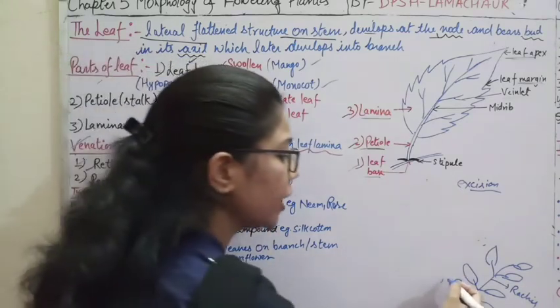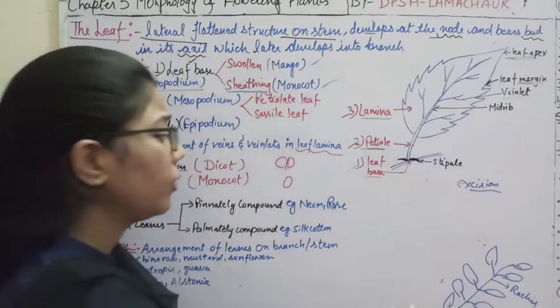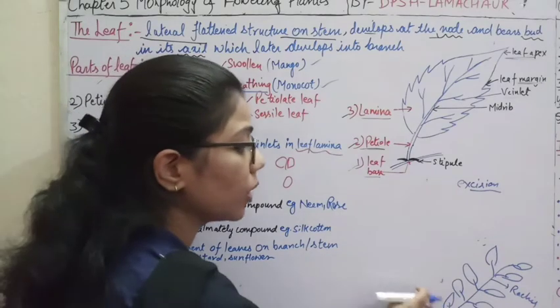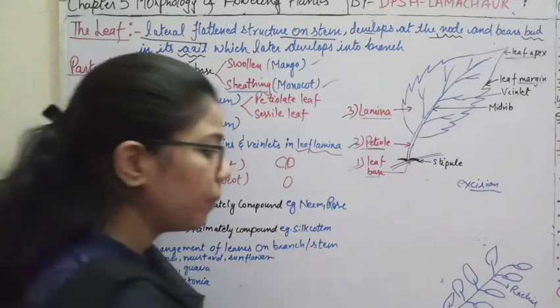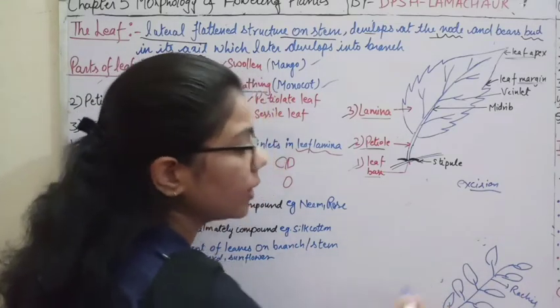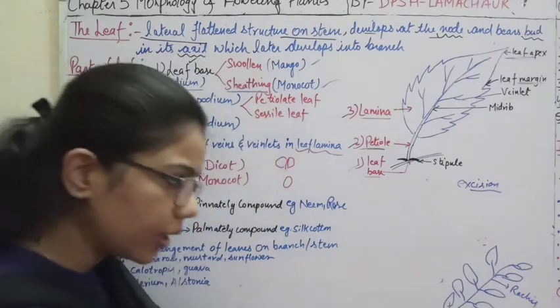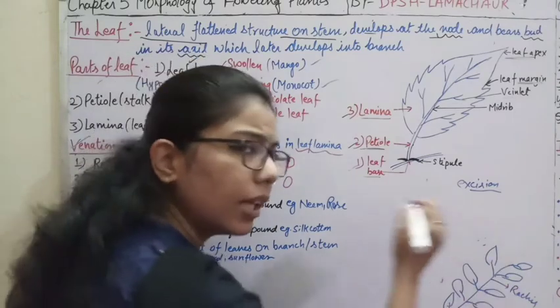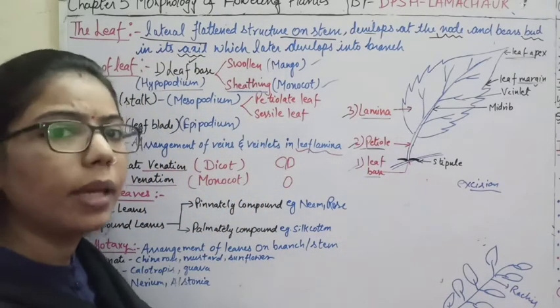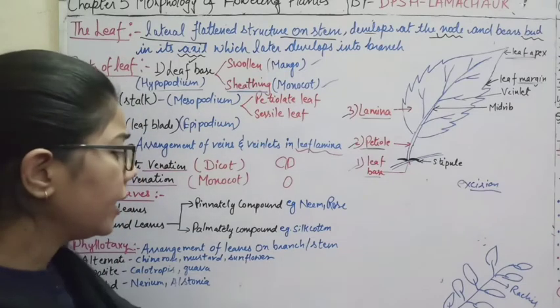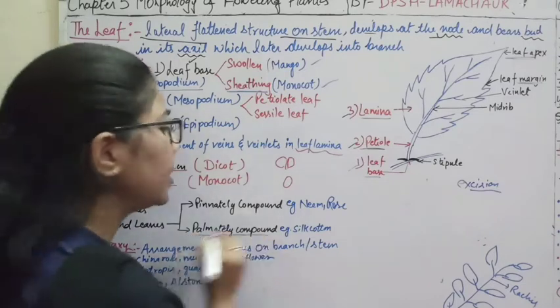The diagram which I have drawn here is the modification of the compound leaf which is known as pinnately compound. What is the meaning of pinnately? In pinnately compound, you can see that this midrib is transformed into the rachis, and they have different leaflets. And such things you can see in case of neem as well as rose. And another one is palmately compound.